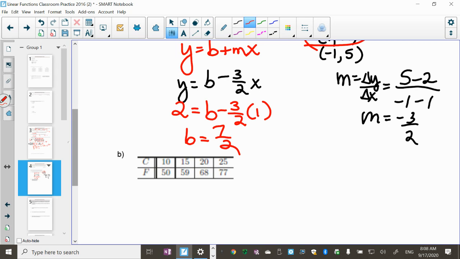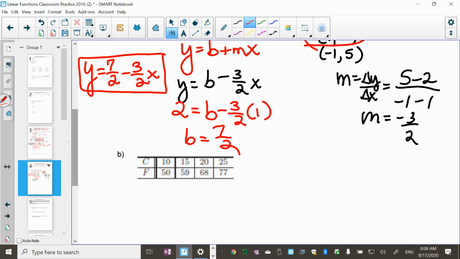So now I know the formula here is y equals 7/2 minus 3/2 x. And fractions are your friends, guys. Leave it. I don't want decimals. Unless you're talking money, I don't want decimals.